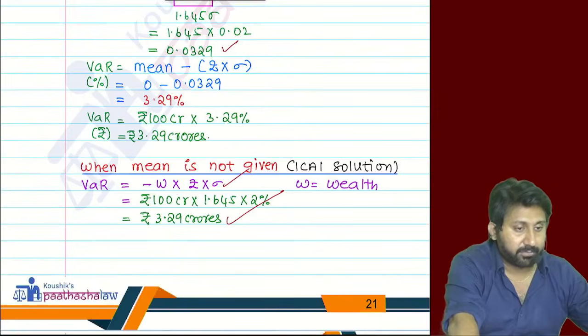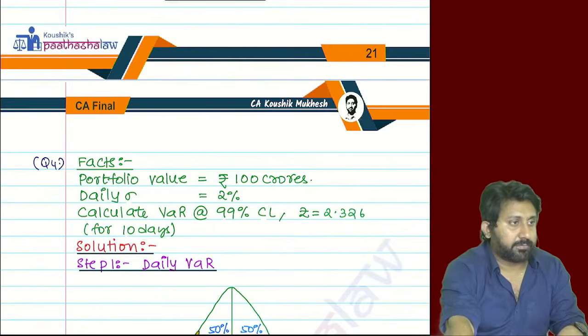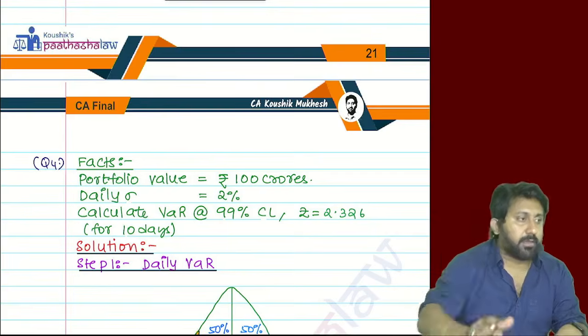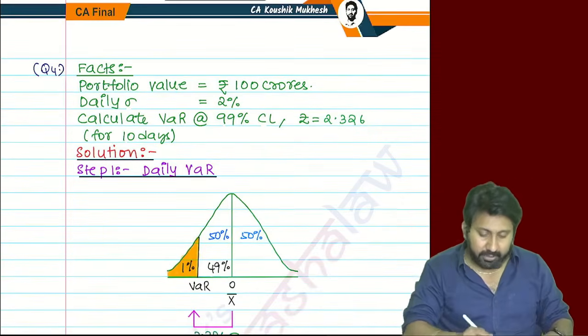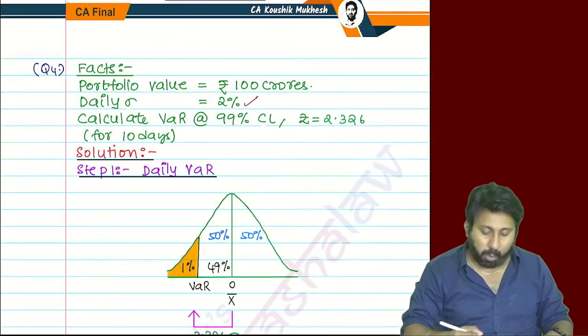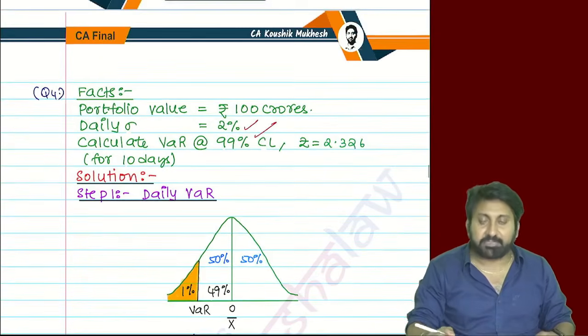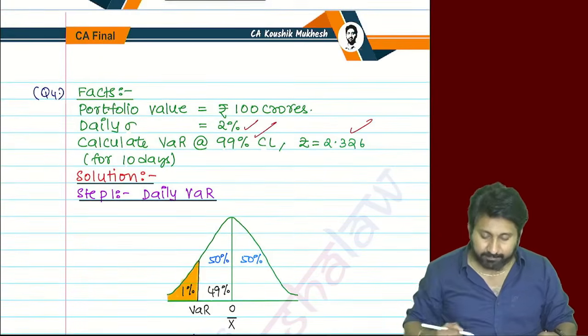Yeah? See, next question. Portfolio value invested 100 crore. Daily VaR is 2%. Calculate VaR at 99% confidence level. Z value is 2.326.